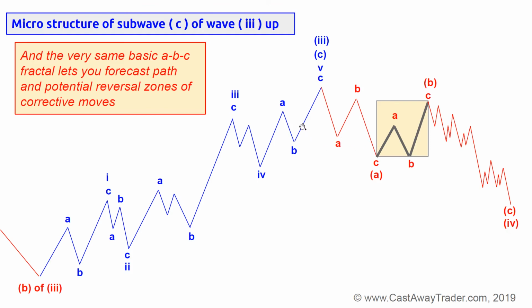Again, we use the very same ABC fractal. We use that ABC fractal pointing up to predict the top of that rally. Then we use that ABC fractal to predict the first corrective move down and potential bottoming zone for that move down, and now we use the very same ABC fractal pointing up to predict a corrective subwave B up.